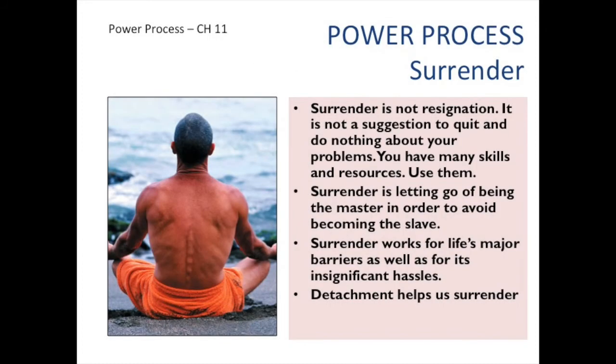And for our final slide, let's talk about the power process idea for Chapter 11, which is called surrender. And this isn't about resignation. It's not about quitting or doing nothing. But surrender is about letting go of always having to be the only person in control. So if you can let go for a moment, you can actually avoid becoming a slave to your problems. And it really is a way of recognizing that asking for help is useful. You can try this out for the big issues in your life and the small ones. Ask for help. If you haven't done it yet this semester, you can still start now.